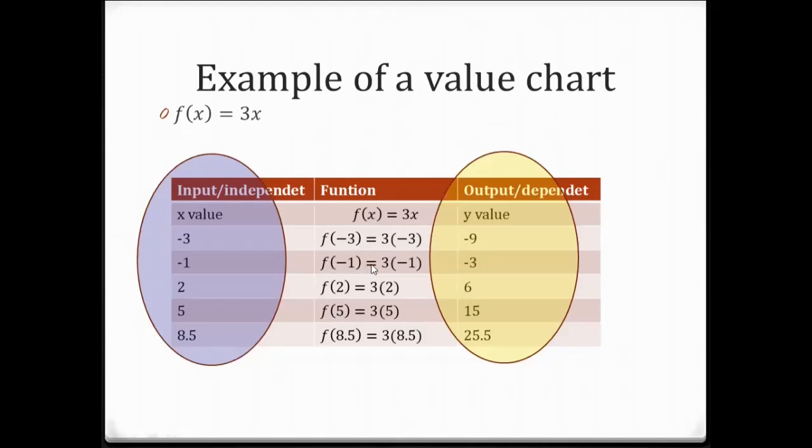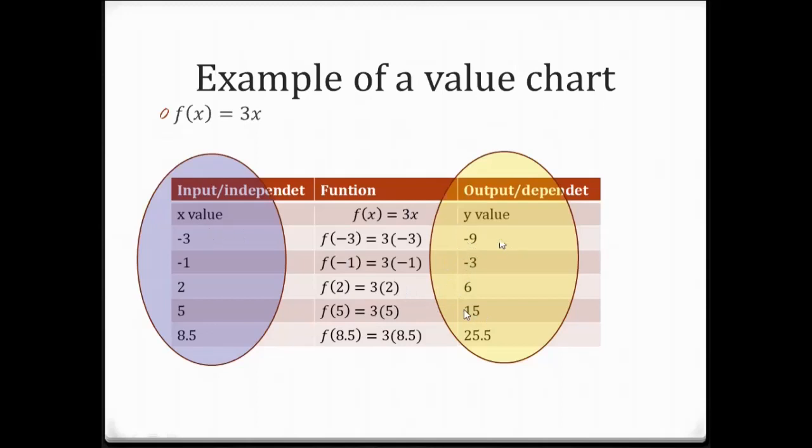F of negative 1, I mean, choosing x as negative 1, is f of negative 1, which is negative 3. Then, choosing x as 2, you're going to have f of 2, which is replacing the value of x, and then you have 3 times 2. Then if you choose x as 5, of course, you can choose as many values as you want. All you have to do is replace x with the value you choose and then get a result. You can check the results here.